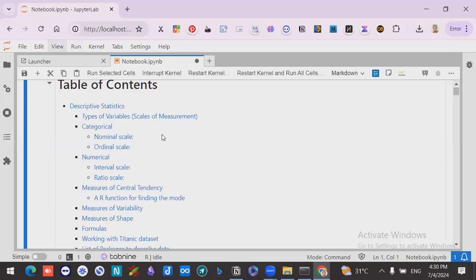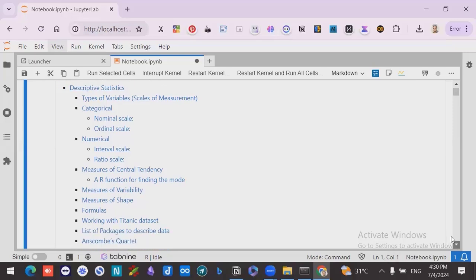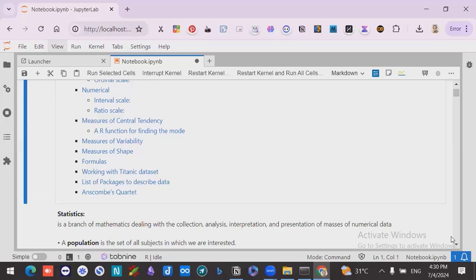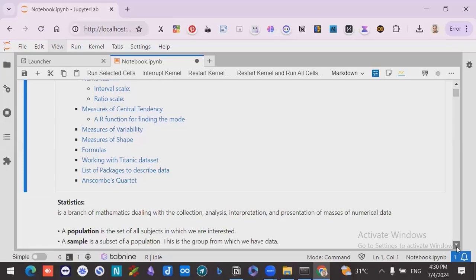Under that, we have to understand the difference between categorical and numerical. Categorical consists of nominal and ordinal. Numerical consists of interval and ratio scales. These are the scales. Then we will move ahead with central tendency, and we have to understand variability and shapes. Then we will move ahead with various formulas, working with some data sets, and we can understand what the differences mean.